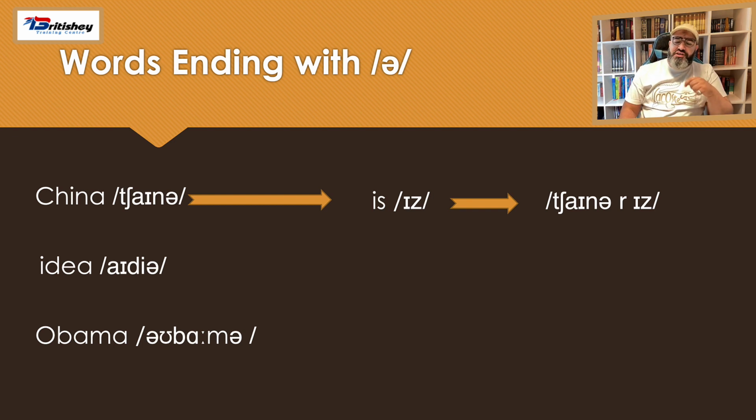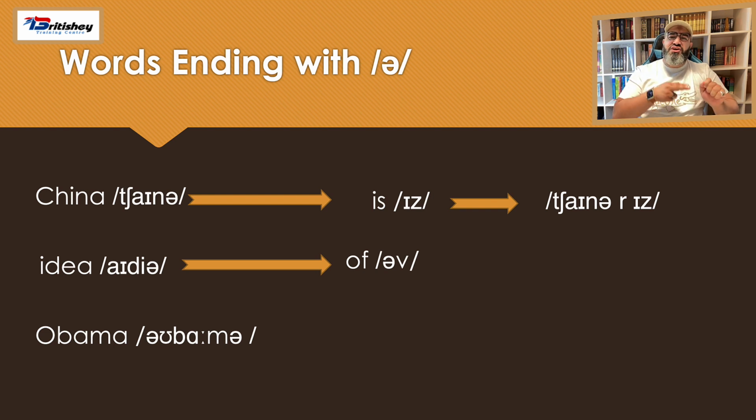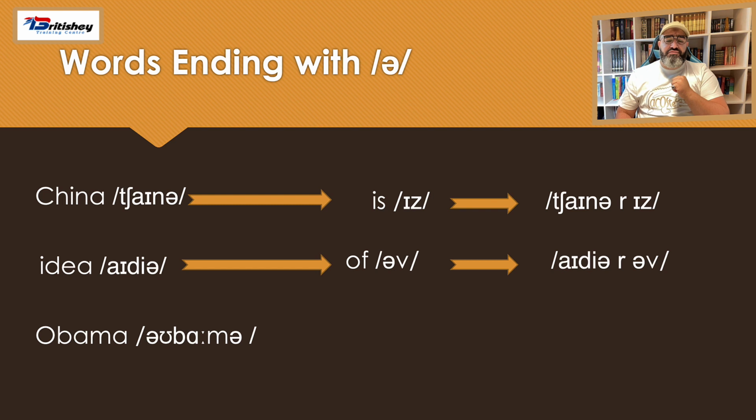Now let's move to idea. And again, I'm talking about the British accent and the Australian accent. This is very common there. Now let's move to the word idea. And imagine that we want to follow it with of. But we don't want to say "idea of." We want it to be faster, so it becomes "idea-r-of." Now let's go to Obama. And we want to add Obama is. So it becomes "Obama-r-is."